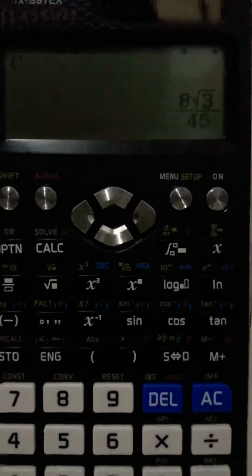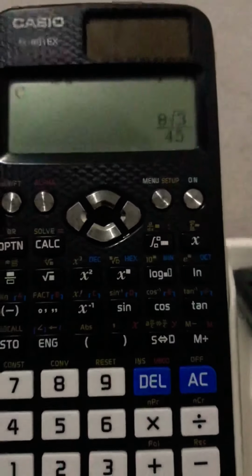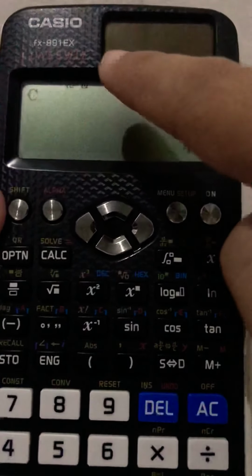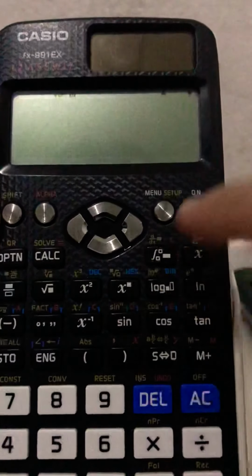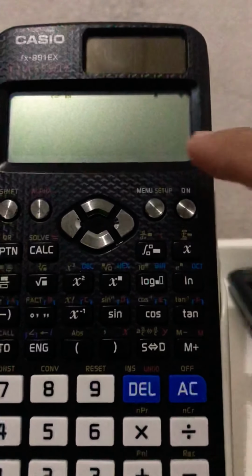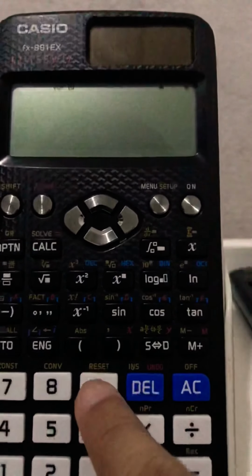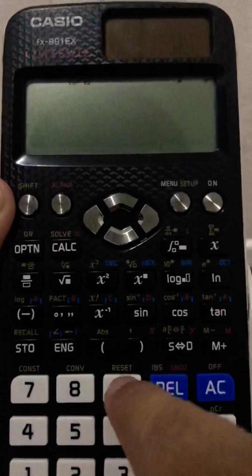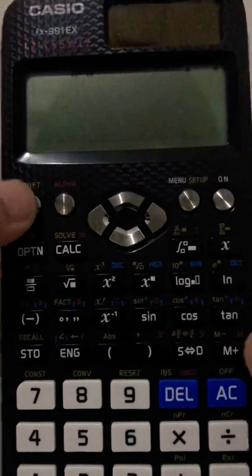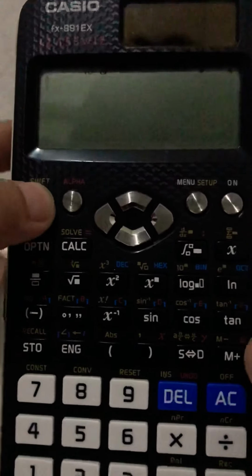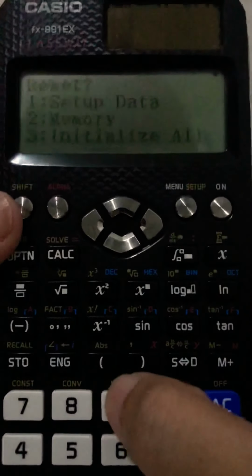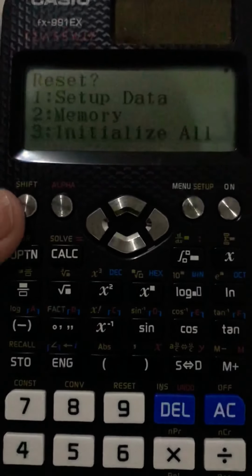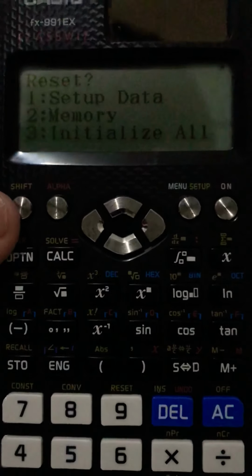And that way would be having default mode in our calculator. So how to do that? Let's have first class width. So for class width, you just have to locate reset. So same thing, reset is color yellow. So we have to press first shift, then that reset. You will be prompted with three things. It would be asking you to reset what?